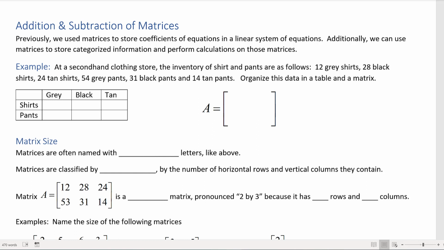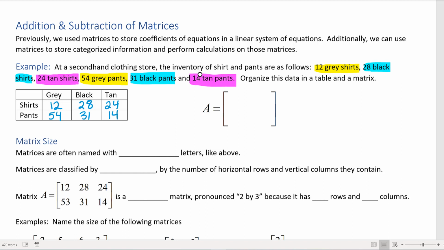So when I looked at the information for 12 gray shirts, I can take that information and put the number 12 in that column. Then I have 28 black shirts, so 28 can go in the black and the shirts. And then I have 24 tan shirts, and so I can put 24 in the tan shirts. Now I also have 54 gray pants, so back in the gray column, but in the pants row, I can put 54, 31 black pants, and 14 tan pants. So all of my data is now categorized in the table.